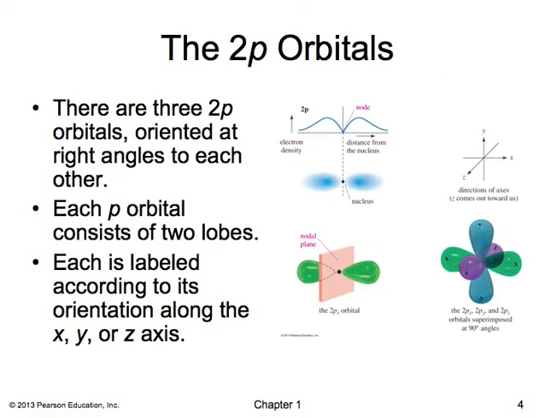Now the 2p orbitals are different in the sense that rather than having the highest electron density at the start, there's a node in which there is no electron density and then it increases and then tapers off. There are 3 of these p orbitals shown here, so they have 2 lobes oriented at right angles to each other. Each p orbital consists of these lobes in the x, y, and z axis.